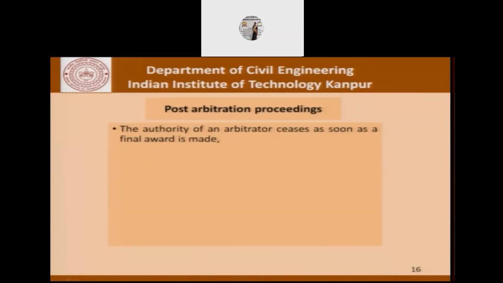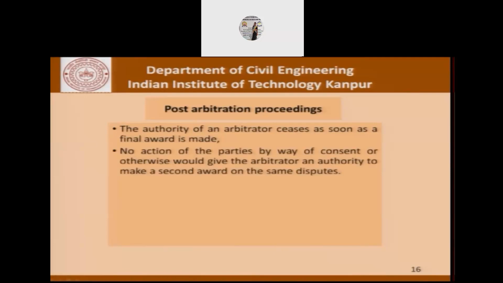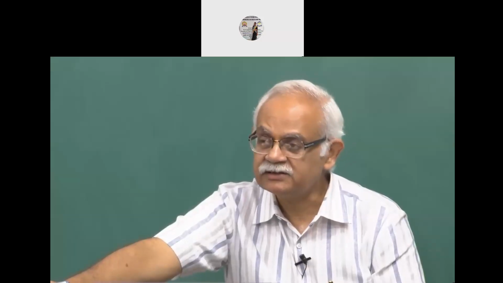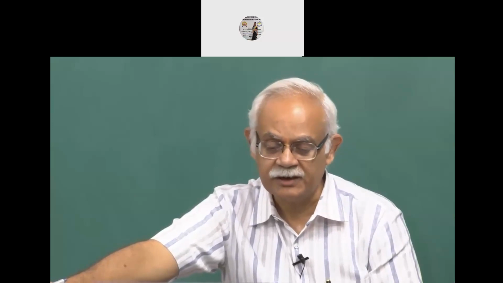The authority of an arbitrator ceases as soon as the proceeding ends; no action of the parties, by consent or otherwise, would give the arbitrator the power to revisit an award. The award having been made is irrevocable. The authority really ceases once an award has been made.